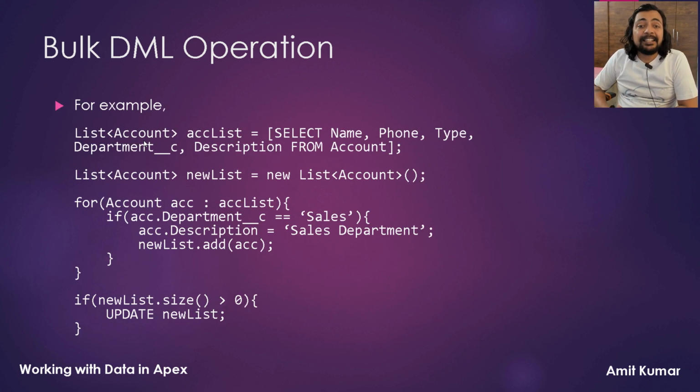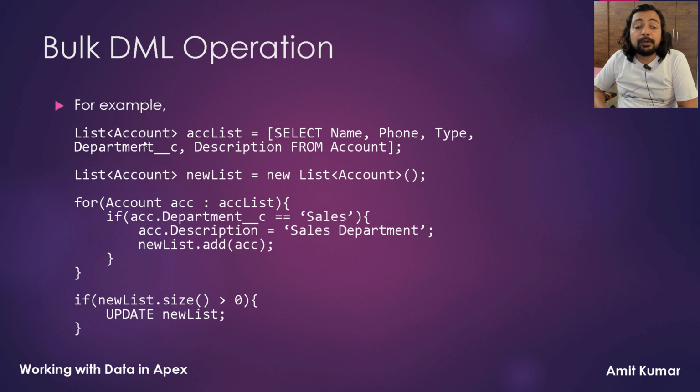Here you can clearly see we are performing a SOQL query and fetching the list of accounts. And then we created a new list of accounts over here. We are iterating over the original list that we have queried, and we are checking if the department of that account is sales. We are adding the description as sales department. This record which we have updated, we are storing in the new account list.